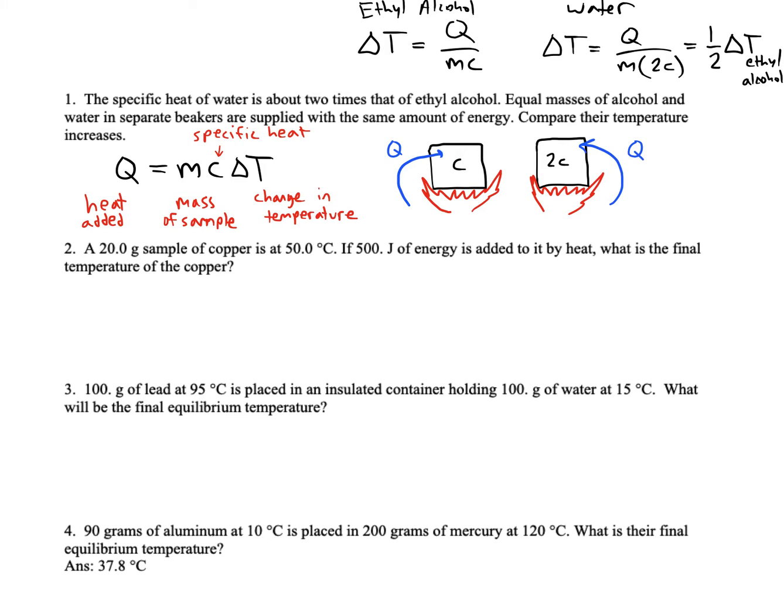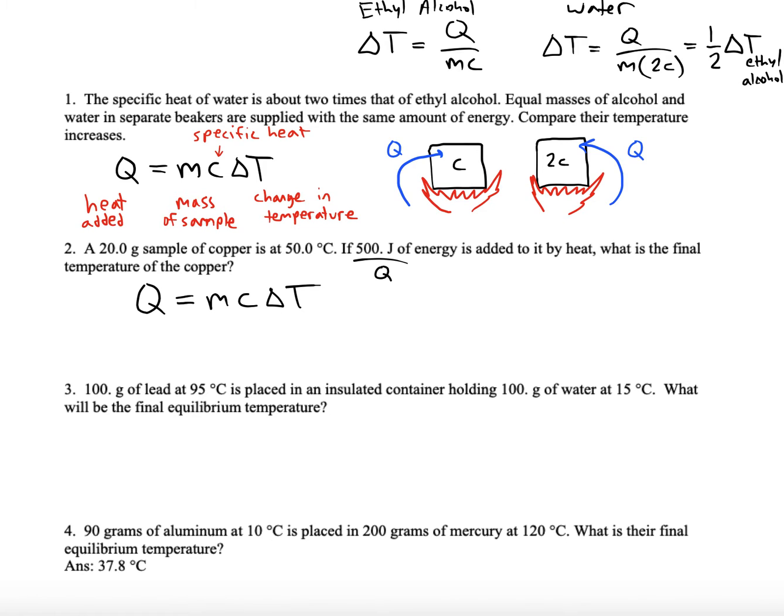It says a 20-gram sample of copper is at 50 degrees Celsius. If 500 joules of energy is added to it by heat, what will be the final temperature of the copper? Alright, so for that, we just want to use that rule, Q equals mc delta T. Our 500 joules is going to be our Q, and we have to look up the c of copper, though.